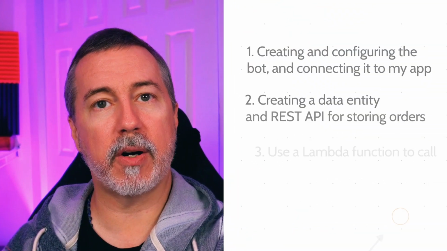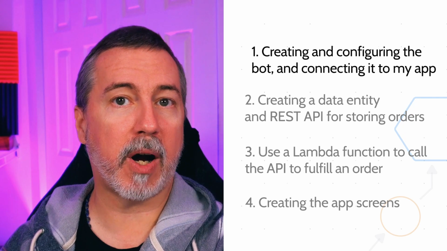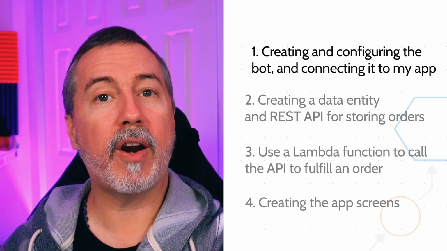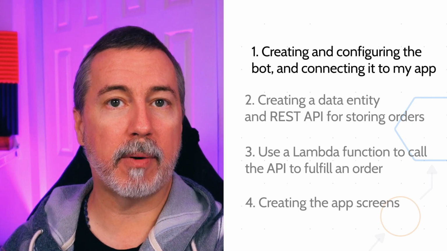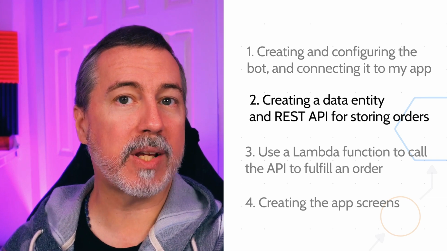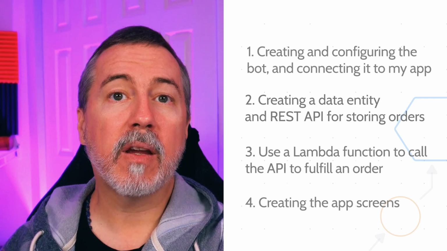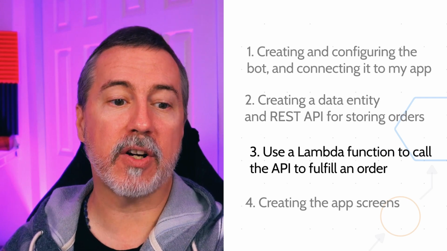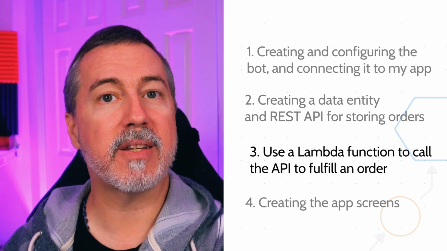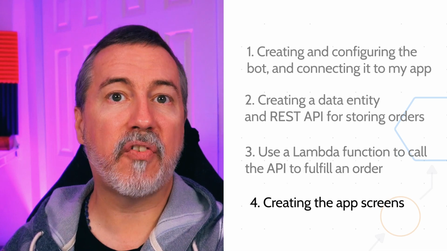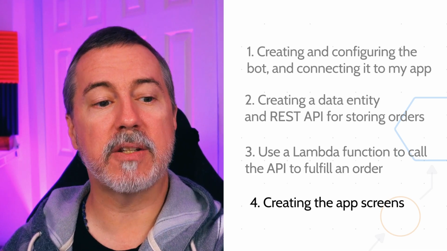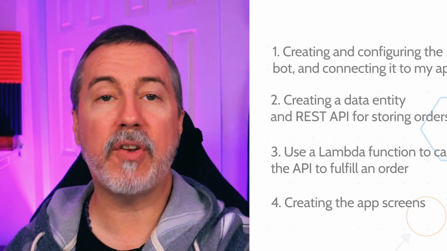The demo app I've built is broken into 4 basic parts: creating and configuring the bot using Amazon Lex, and wiring that bot into my OutSystems app, creating a data entity and a REST API on the OutSystems side for storing my flower orders, configuring the bot to use a Lambda function to call the API to save each individual order, and finally, creating the app screens to enable interaction with the bot and view the existing orders. Let's take a look at a demo.